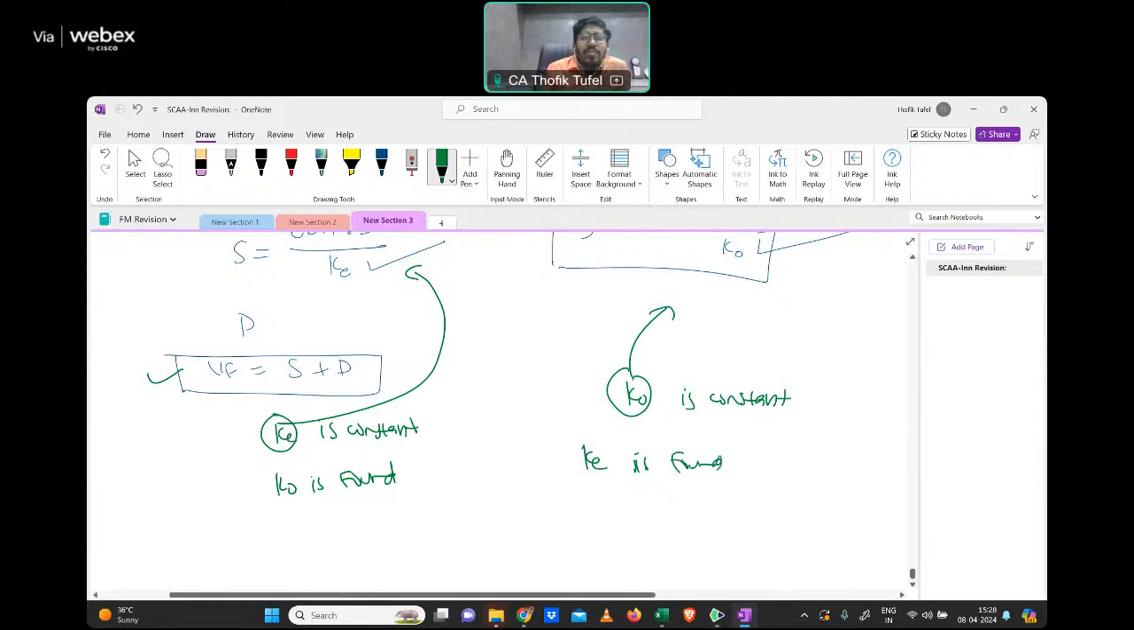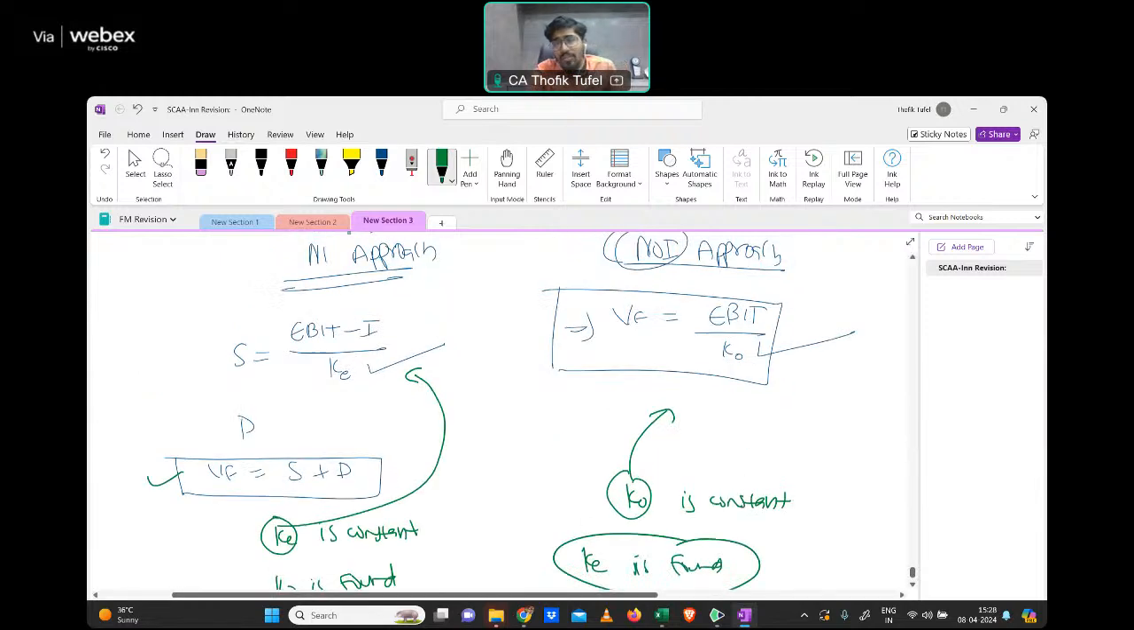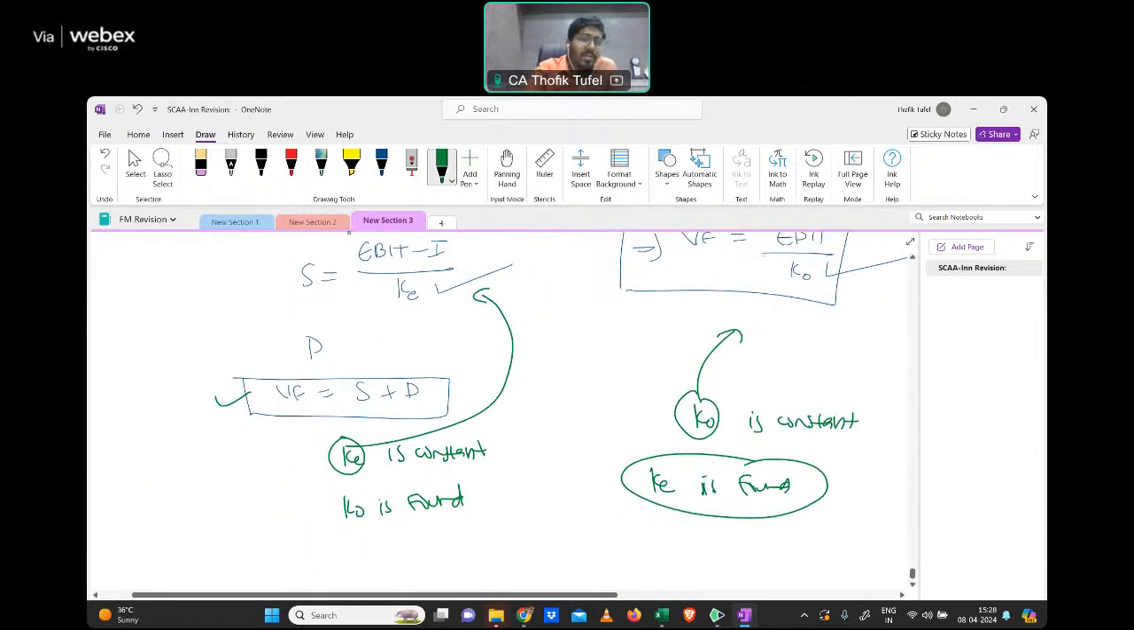Sir, how will you find KO? Once you have found the value of the firm, then minus debt, you will get the value of the equity. Then with the value of the equity and interest, you can find KE. How do you find KO? EBIT divided by value of the firm. KO is nothing but EBIT divided by value of the firm. So here KO is found and here KE is found. Here KE is constant, here KO is constant.